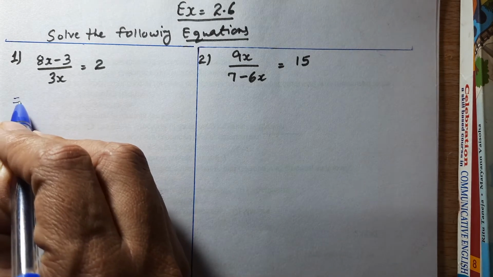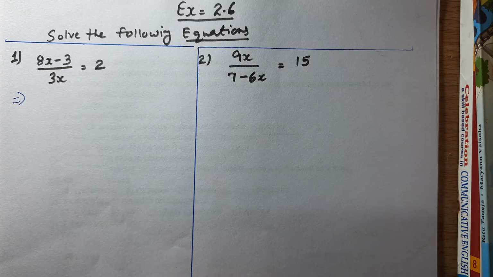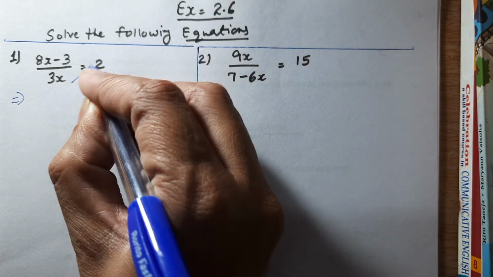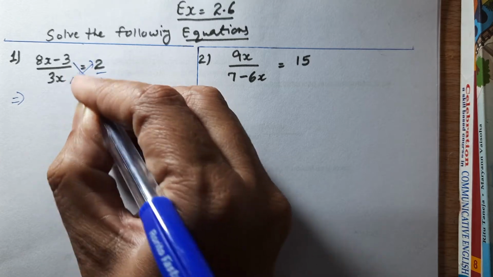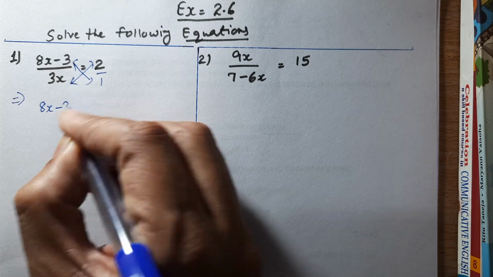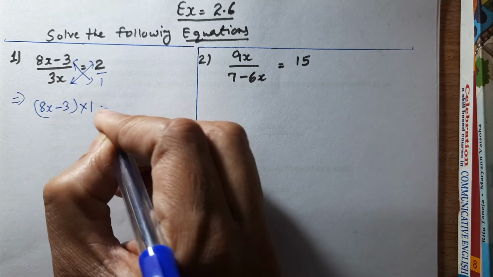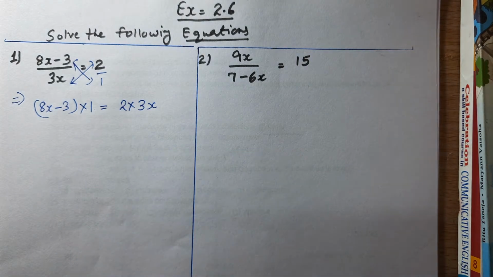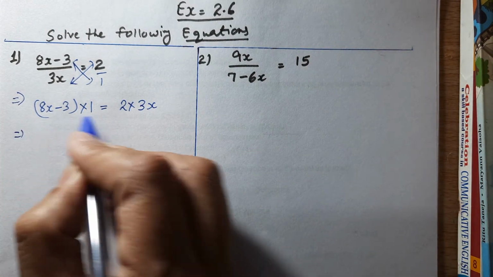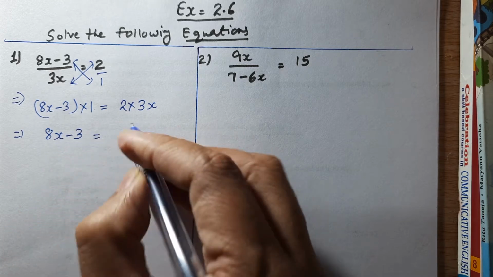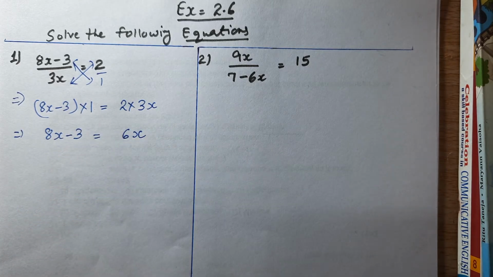Now, in the form of a upon b, what will we do? We will cross multiply. Put 1 here and cross multiply. Always put the bracket when you are doing the cross multiplication. Now solve it. 8x minus 3 into 1, same term. 8x minus 3, 2 into 3 is 6x.